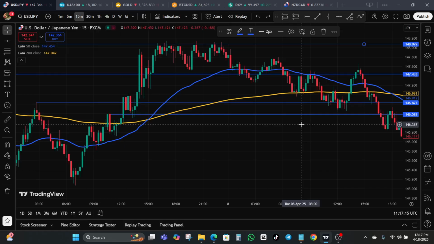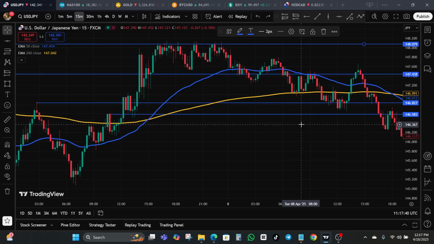So the key to this scalping strategy is timing your entries. We wait for the price to pull back to these levels and then look for confirmation of the move. This could be in the form of candlestick patterns such as engulfing candles, pin bars, or simple price rejection. Once we get that confirmation, we enter the trade.